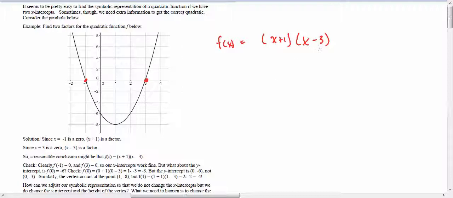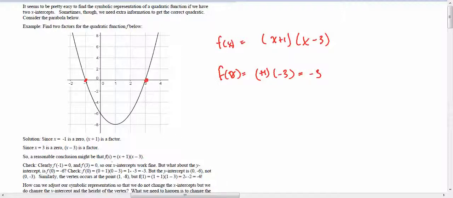I'm going to check to see what the y-intercept is. Now the y-intercept would be setting x equal to 0. That's one way to write that. So you plug in 0 for x and you go 0 plus 1 is just plus 1, and 0 minus 3 is negative 3. So 1 times negative 3 is negative 3.